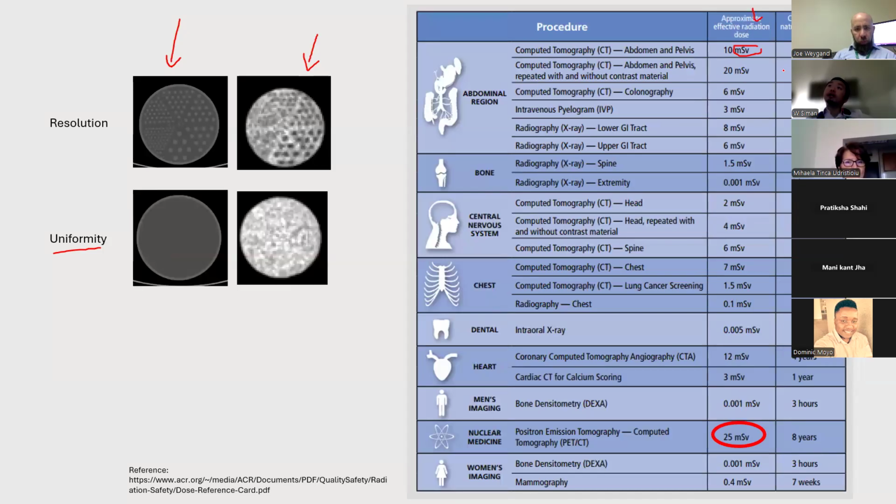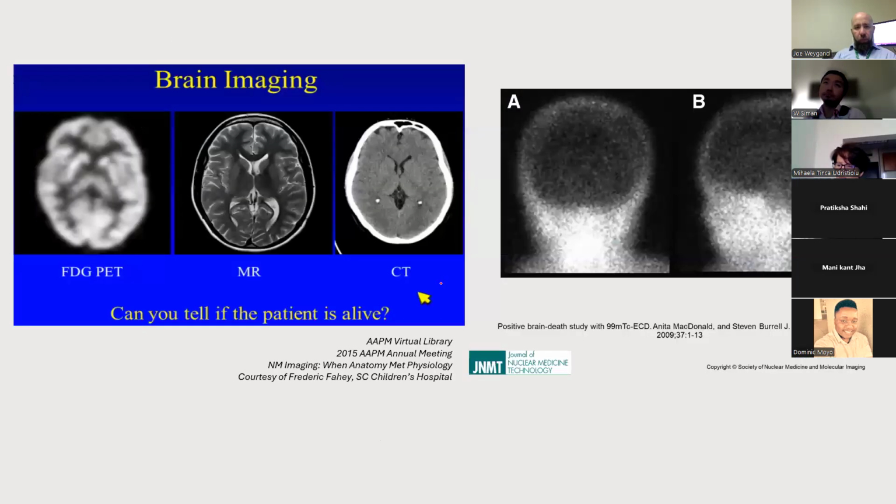So if you compare the patient dose, here for nuclear medicine, it's like 25 or like 8 years, just say for discussion's sake, versus if you look at other modalities, it's not even close to nuclear medicine, right? So it begs the question, why are we interested in something that has poorer image quality, worse resolution, worse uniformity, and then the dose is higher? Why are we interested in this type of modality?